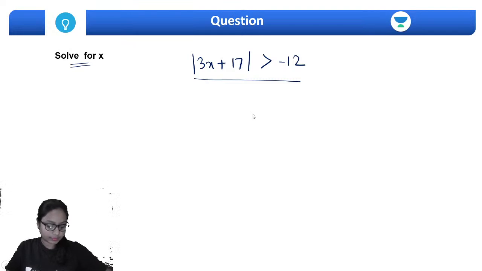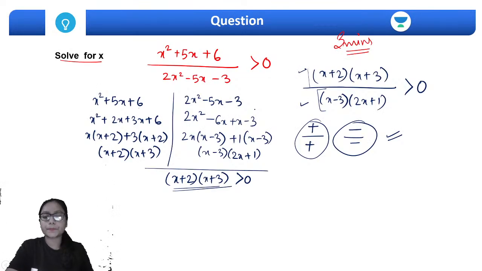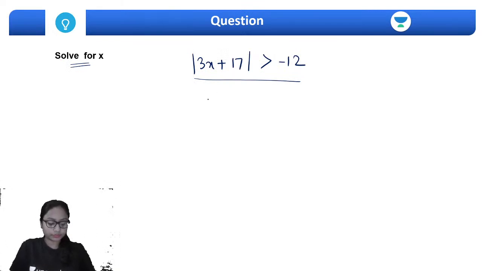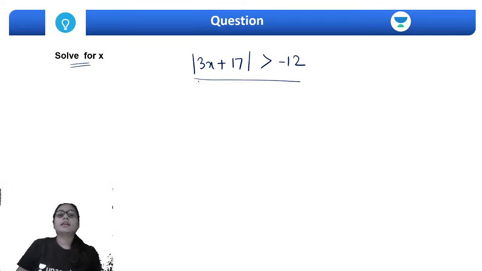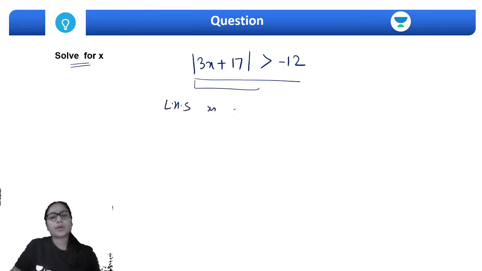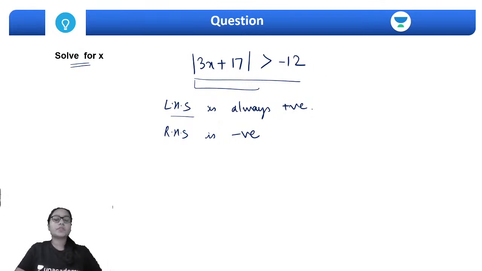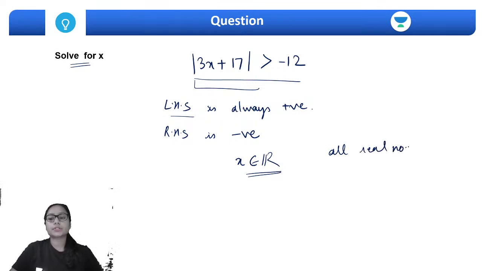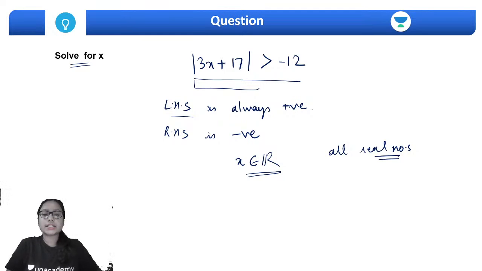Yes, x is equal to 1 for this one. Now see, the left hand side is always positive. Why? Because this is inside the modulus. So the left hand side of this inequality is always positive, and the right hand side is negative. It is a constant minus 2. So this is negative. A positive number will always be greater than a negative number no matter what value you take for x. Therefore, this inequality is true for all real numbers. So the correct answer would be all real numbers. I hope this question is clear.